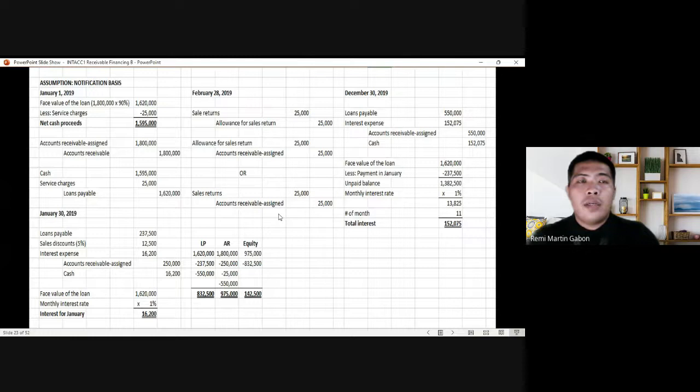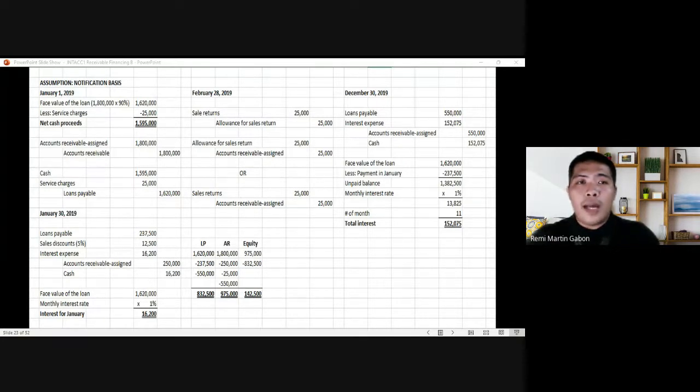Okay? The only reason why I presented it that way is for you to appreciate that the difference under notification and non-notification basis is on how we set up the journal entries. Okay? But the effect on the accounts, especially on the balances that we're going to compute for purposes of the problem, almost the same. Only that we differ on the journal entries, the setting up of the journal entries.